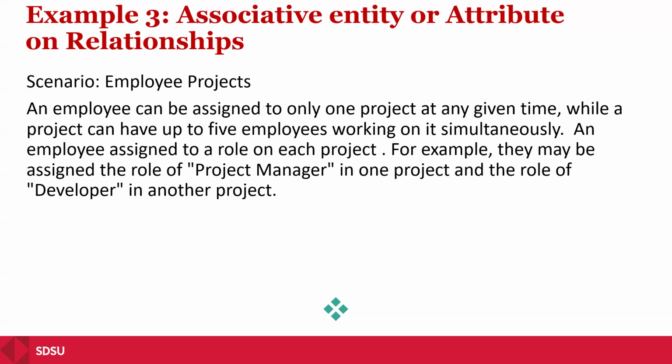Let's look at one more example. Same here. Let's decide whether we're going to use an associative entity or attributes on a relationship. An employee can be assigned to one project at a time, and a project can have up to 5 employees that work on it at the same time. An employee is assigned a role on each project. For example, they can be project manager on one project and developer on another project. Think a little bit about this scenario and I'll explain.